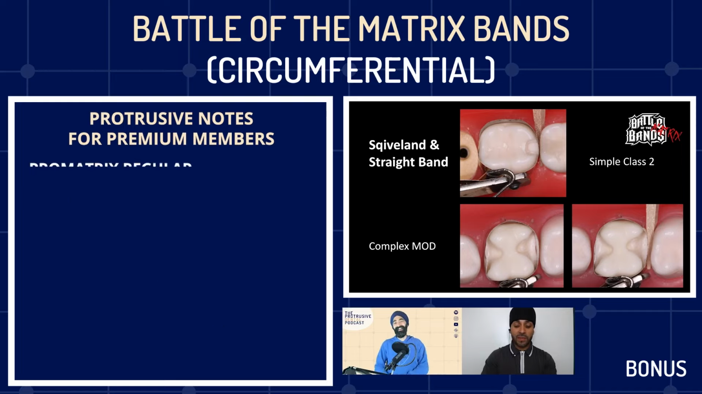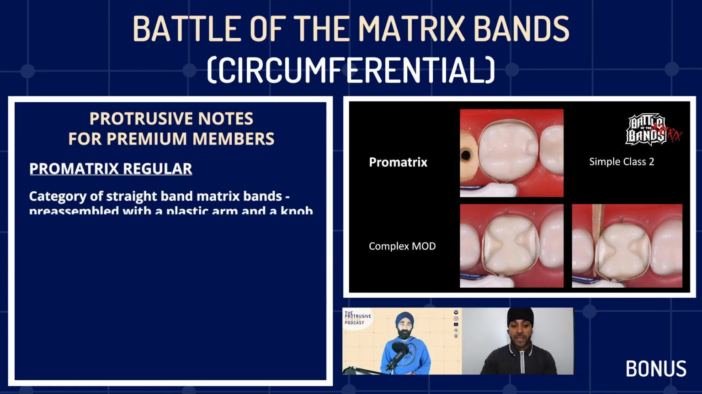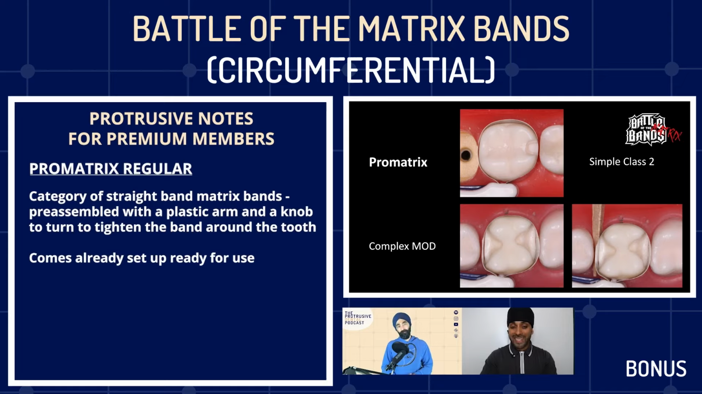Yeah, totally. So now we're moving on to Pro Matrix, right? Pro Matrix is a category of straight band matrix bands, but they're pre-assembled and they come with a plastic arm and a knob to turn to tighten the band around the tooth. It's similar to other brands like Omni Matrix, so it comes ready set up for use. It's like the Siqveland before, and again, it's typically used with wedges.